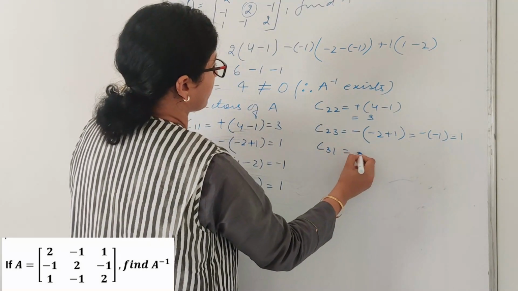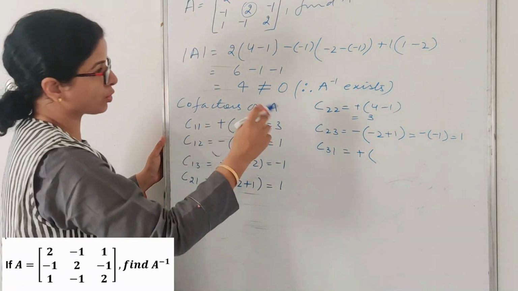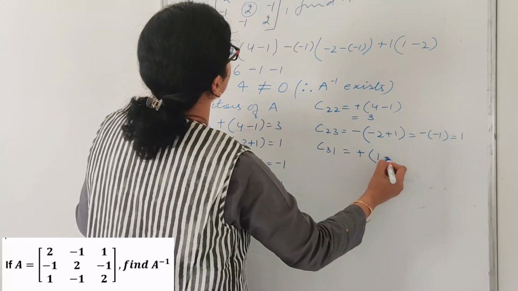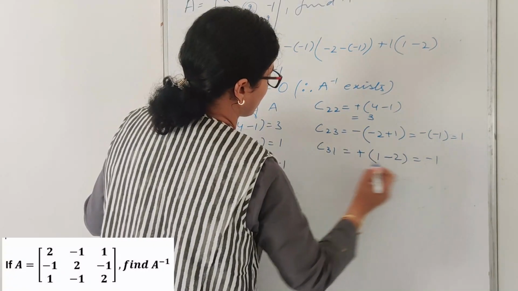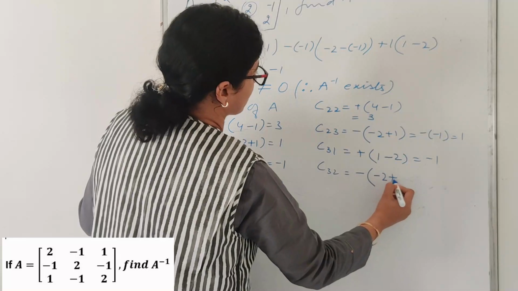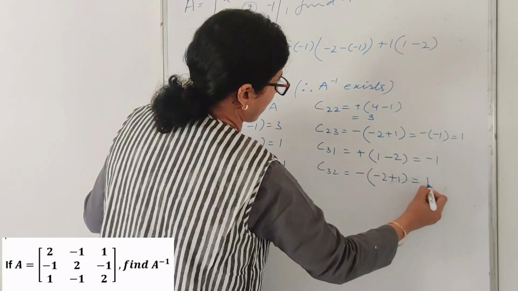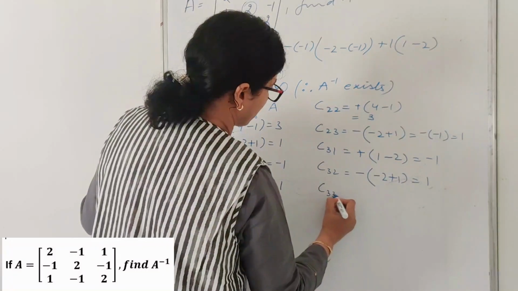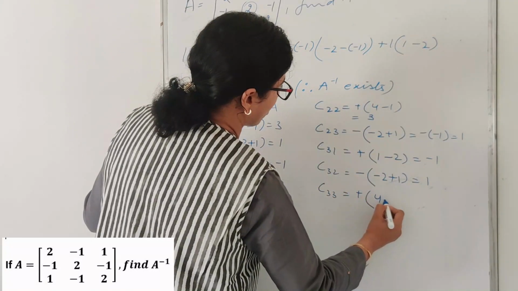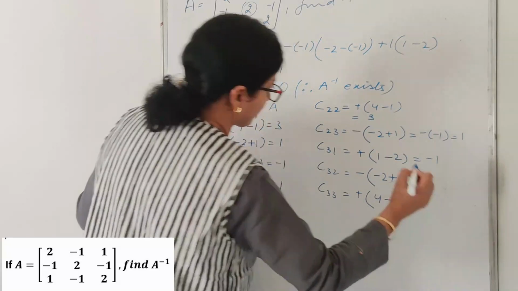C31, what will be the sign? See, alternate negative and positive signs are coming. So C31 is 1 minus 2, minus 1. C32, so minus 2 plus 1, 1. C33. So what are we getting? C33 is 4 minus 1, 3.